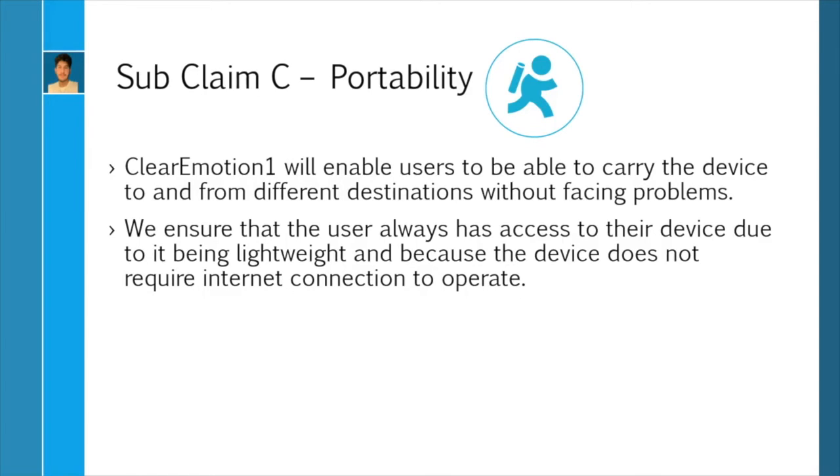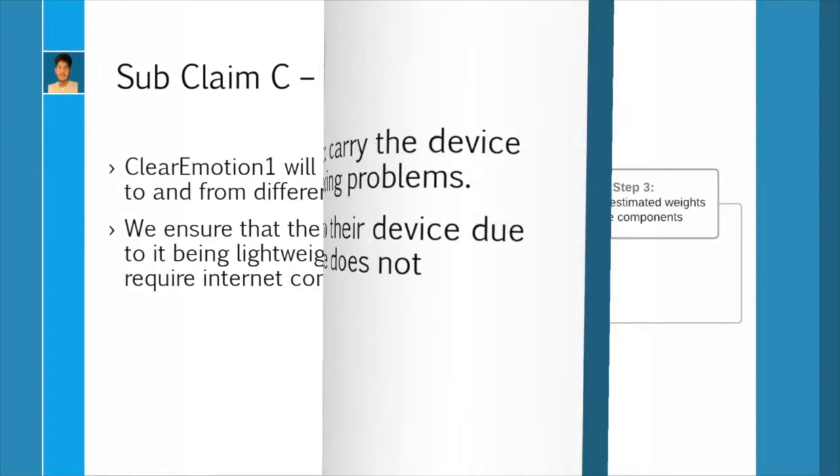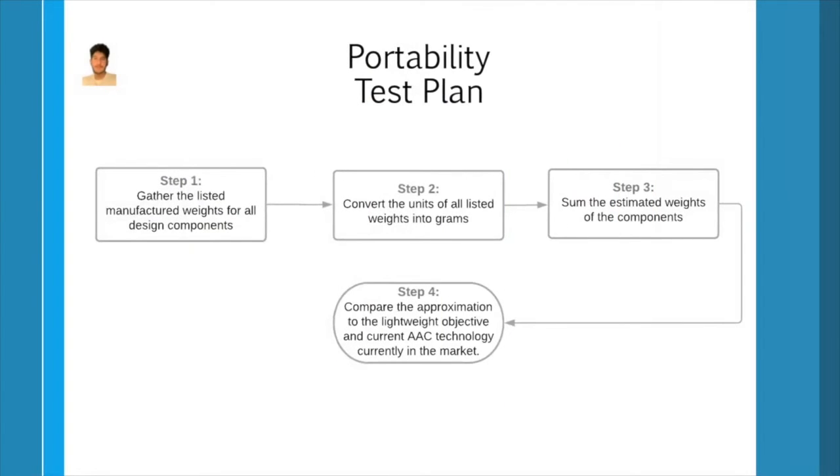Lastly, we aim to ensure that the user always has access to the device, due to it being lightweight and because the device does not require internet connection to operate. Portability Test Plan. Step 1 is to gather the listed manufactured weights for all design components. Step 2 is to make sure to use credible sources such as industry databases and ensure all listed weights are measured in grams. Step 3 is by taking a summation of the estimated weights of the identified components/materials in the design. And lastly, step 4 is comparing the approximation of the prototype weight to the lightweight objective and current AAC technology on the market.